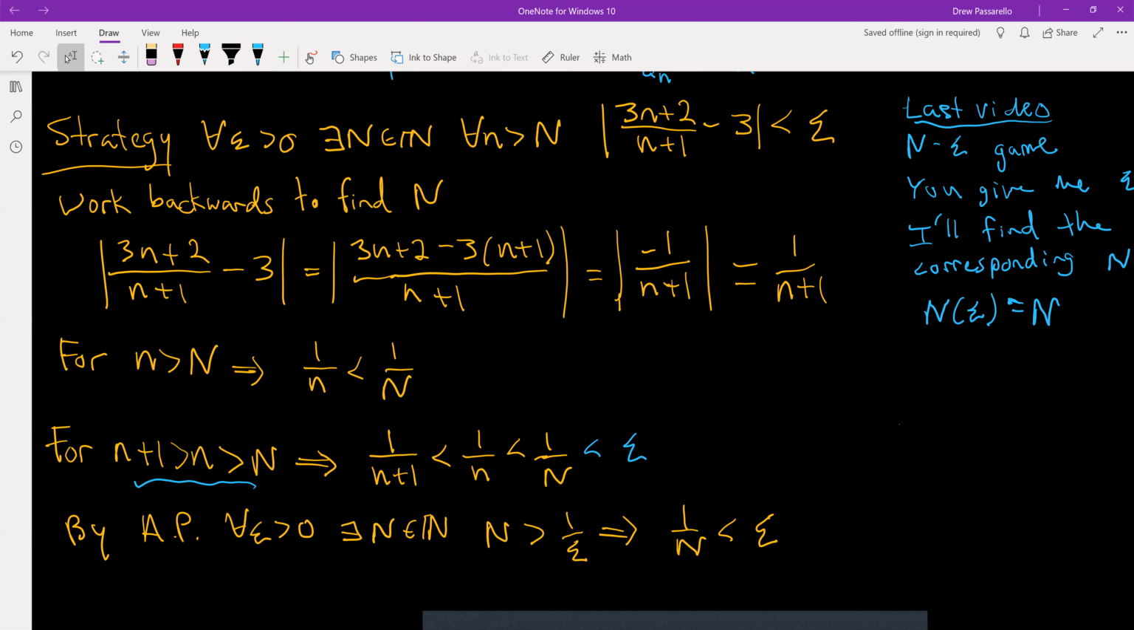We want capital N to be such that when you take its reciprocal, you get 1 over capital N less than epsilon. So by the Archimedean principle, that value for capital N is going to be bigger than 1 over epsilon. All right, so this is not the proof, this is the strategy. It is going to combine everything together, and now I'll do the actual proof. So let me do that over here.